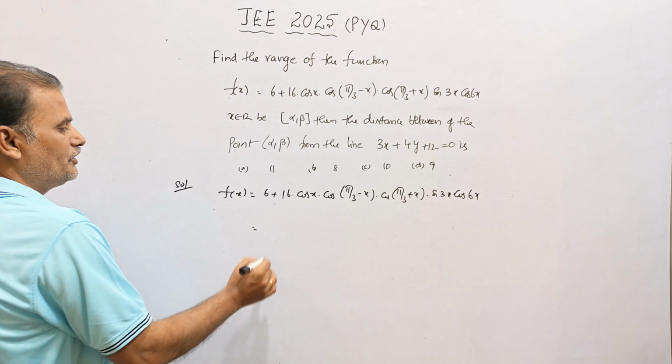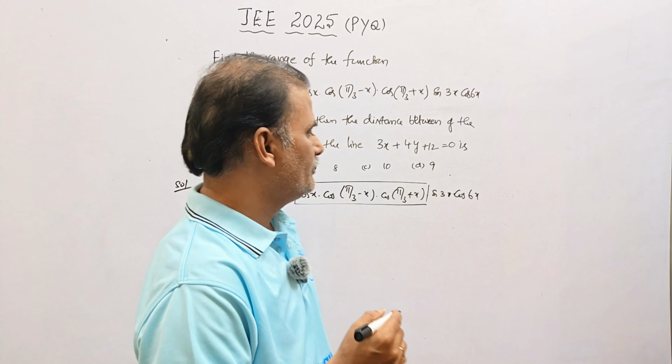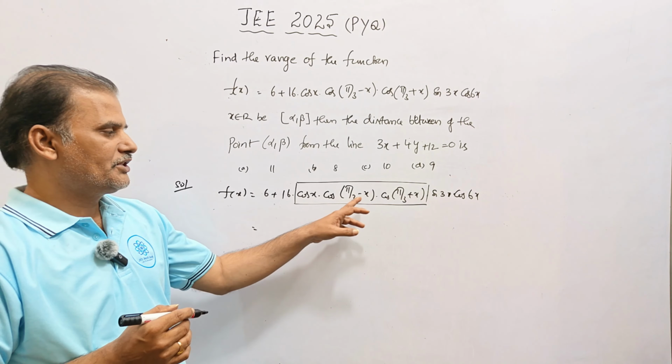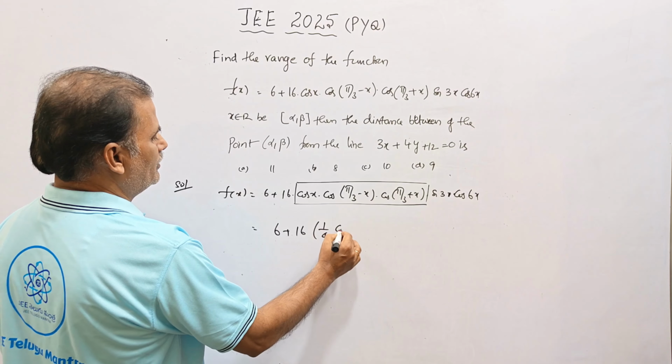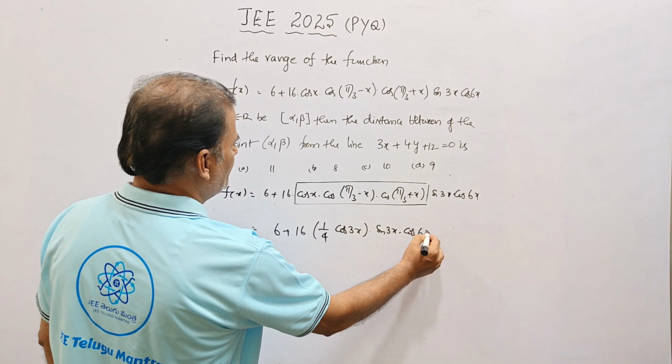So when you observe these three, we know this formula in trigonometry: cos theta, cos(60 plus theta) and cos(60 minus theta) equals 1 by 4 cos 3 theta. Everyone knows that whenever we solve trigonometry problems, we just apply this formula. 16 into 1 by 4 cos 3x, and the 4 into 4 cancels, so we get 4 cos 3x, sin 3x into cos 6x.